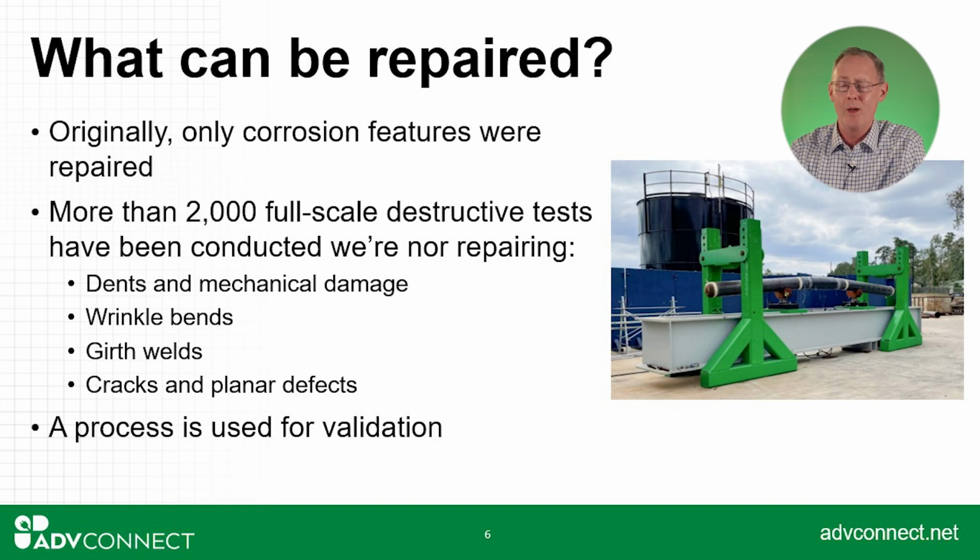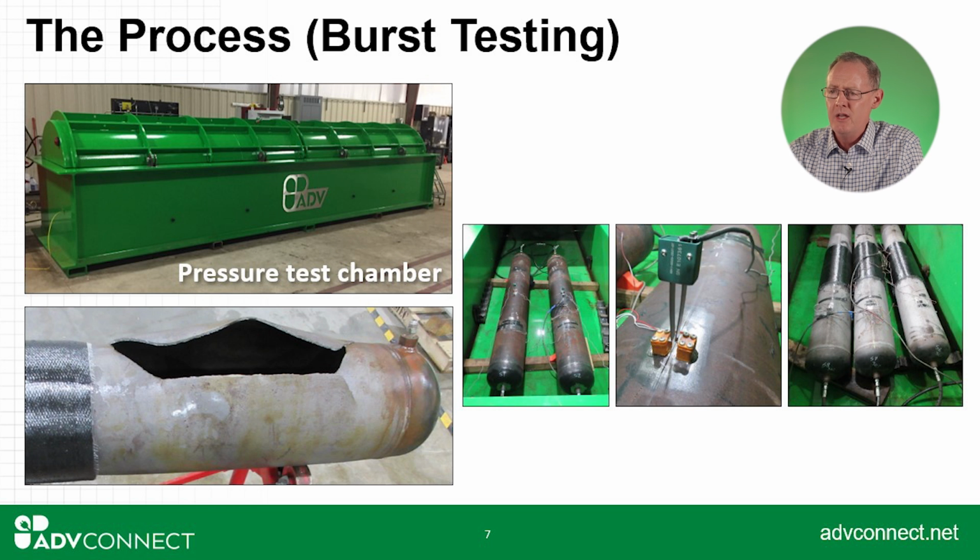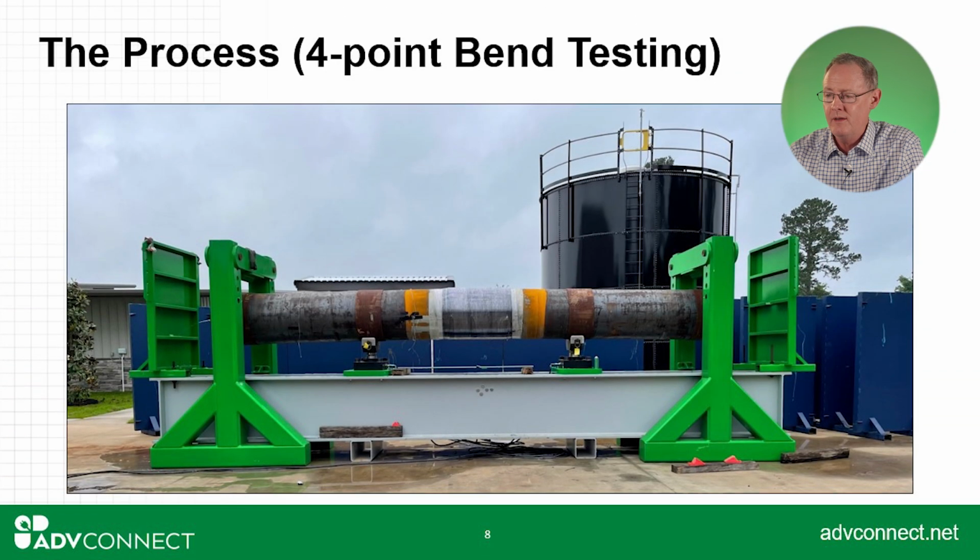And my response when I'm not at the airport is I blow stuff up for a living. Here's a couple of photos that just show the process of validating technology. So this is a burst test. The next slide shows 4-point bending. This is actually a 30-inch pipe that had a girth weld from the 1950s that we bent.